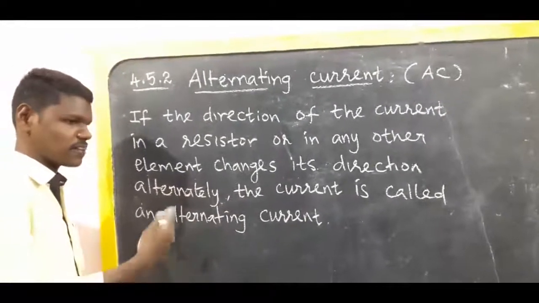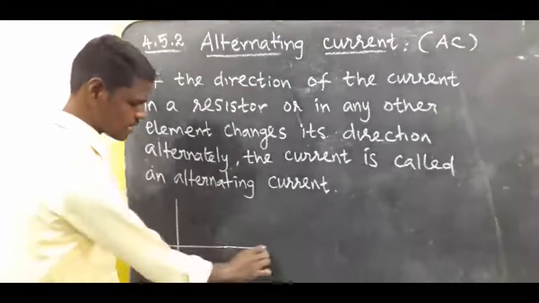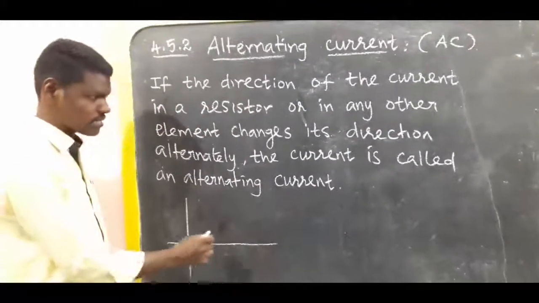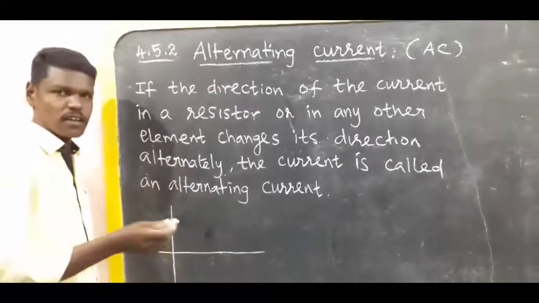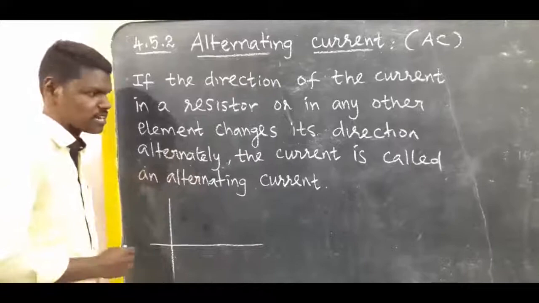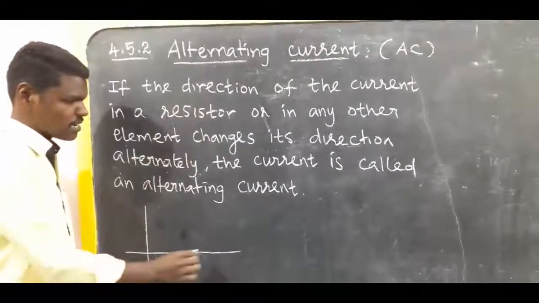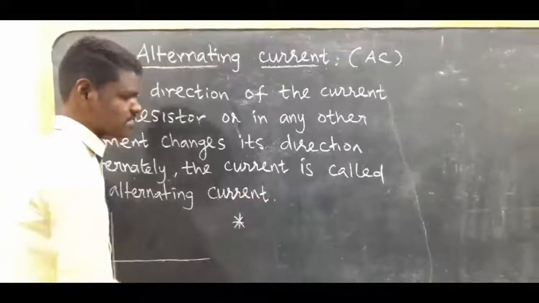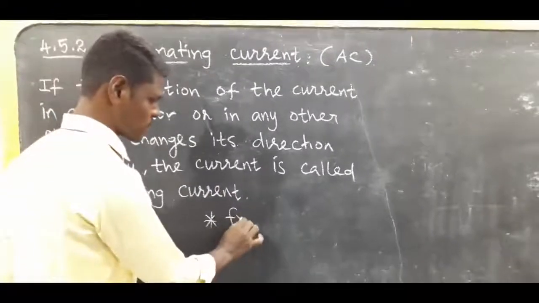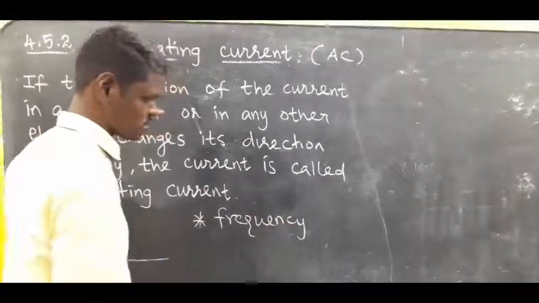For example, in a given resistance, the current varies. So if we take any element and the direction of the current keeps changing alternately, that means it is AC. That change happens due to the frequency. Frequency is how the wave is produced.